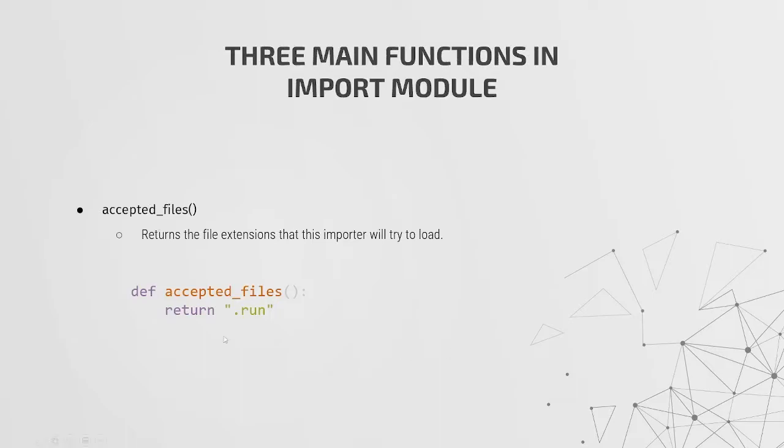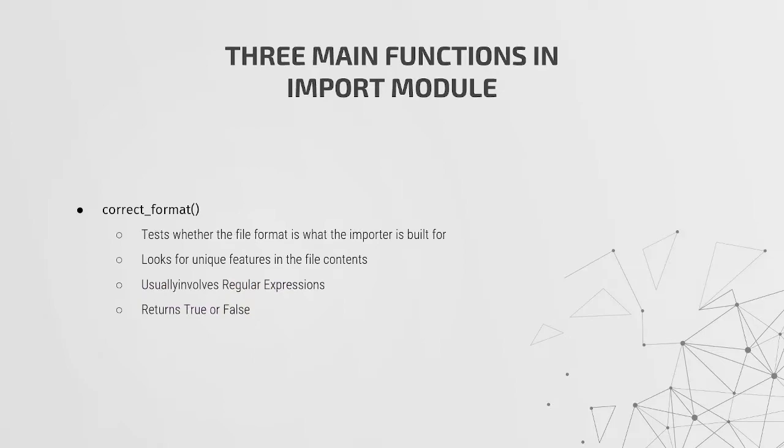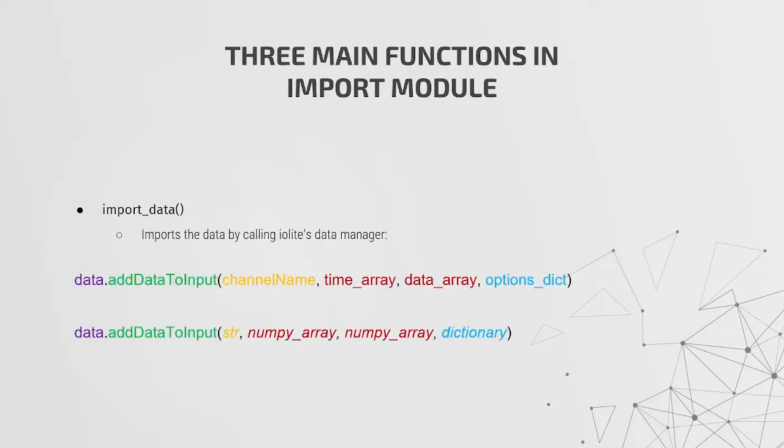As I mentioned, the accepted files function just returns what file extensions it can load. The correct format function tests whether or not the format is what this importer is looking for. It usually does this by looking at some bits of text within that file, and it just returns a true or a false, a boolean, saying whether or not this is the correct importer for this file. And finally, import data does all the actual work of importing the data. One of the most important parts of that, as I've already mentioned, is the add data to input function, which will add our channel data to Iolite's data manager.